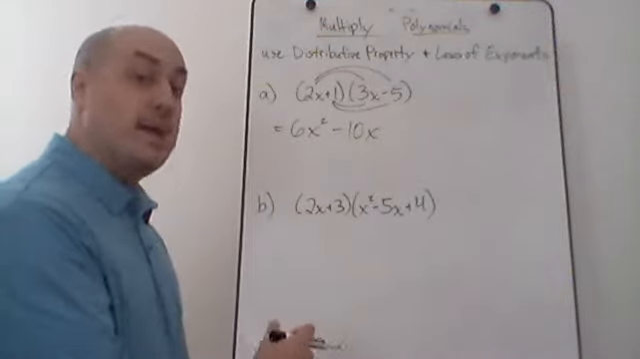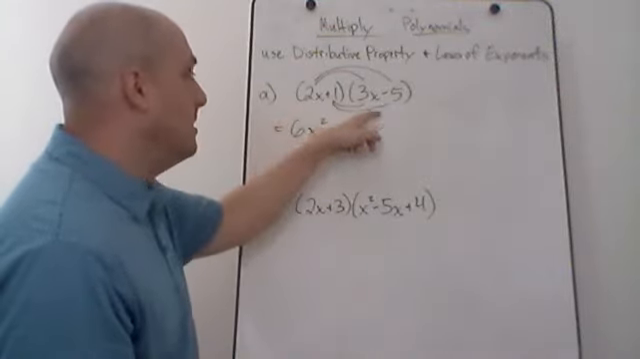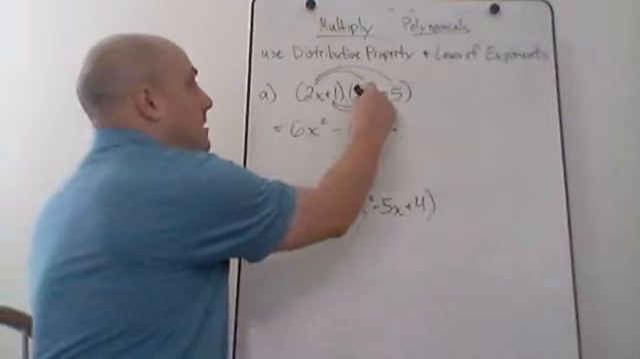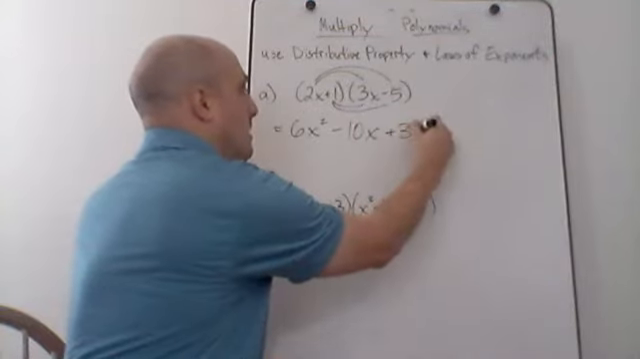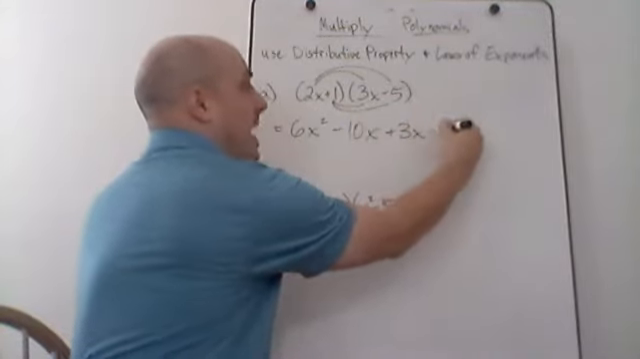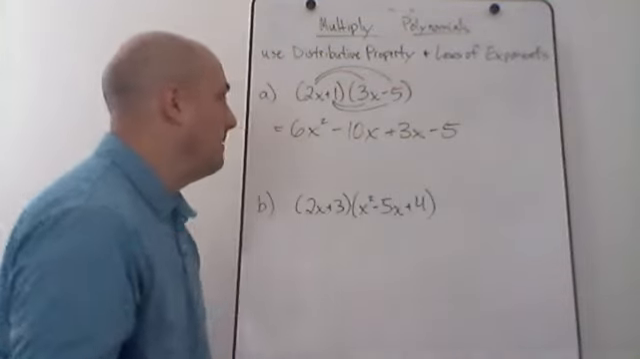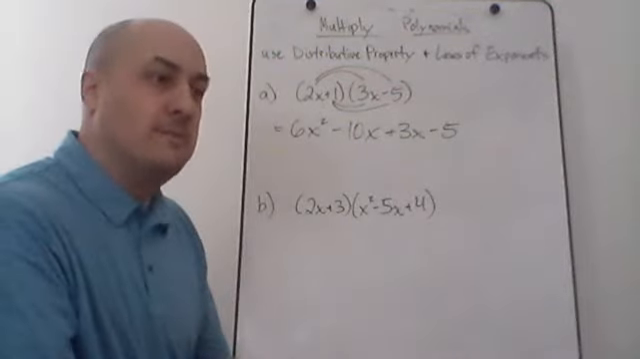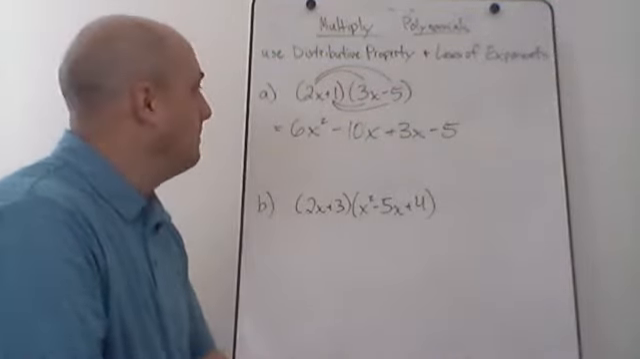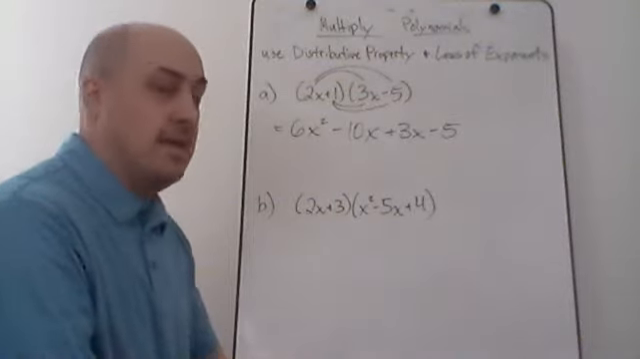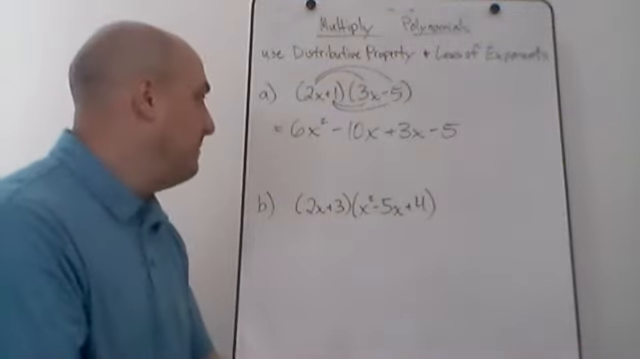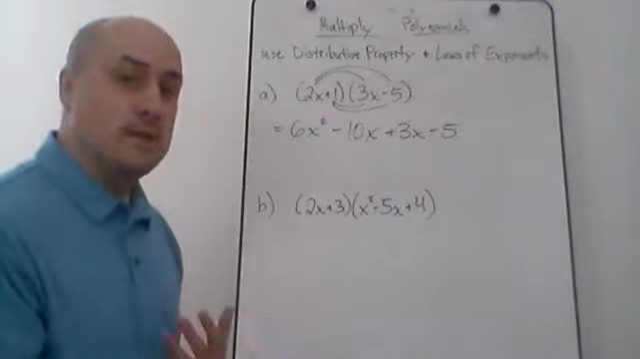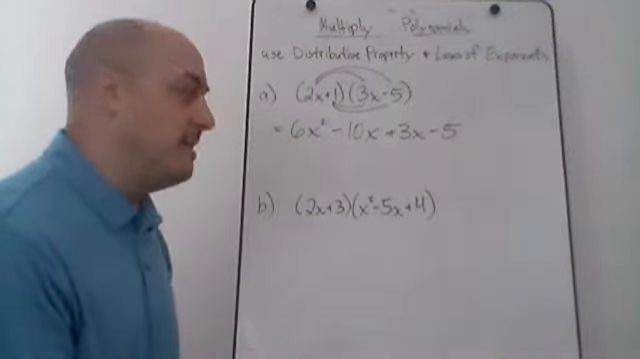Now I distribute my next term, which is this plus 1, to that second parentheses. So 1 times 3x is going to be plus 3x. 1 times negative 5 is going to be minus 5. So I've distributed everything from the first parentheses into the second parentheses, and now the only thing I have left to do is to clean it up. Combine any like terms and simplify things as much as I can.